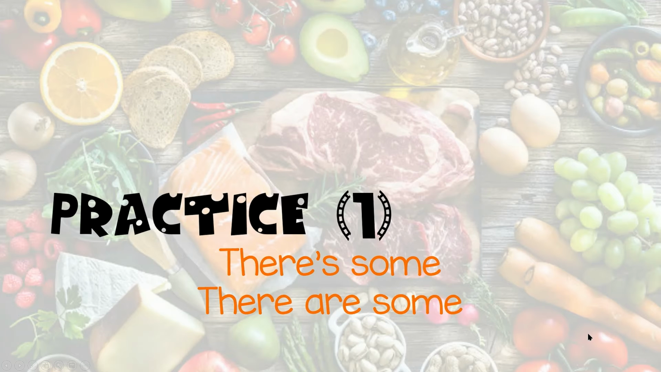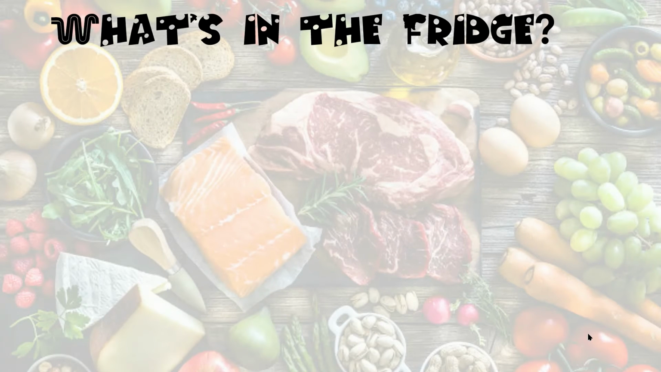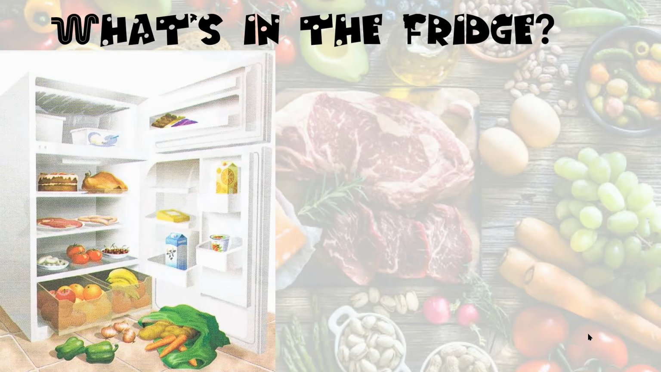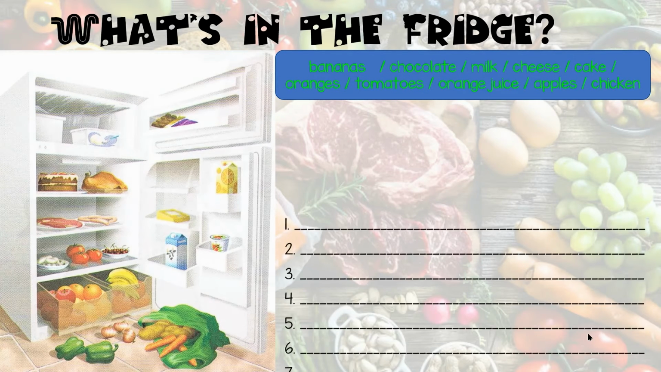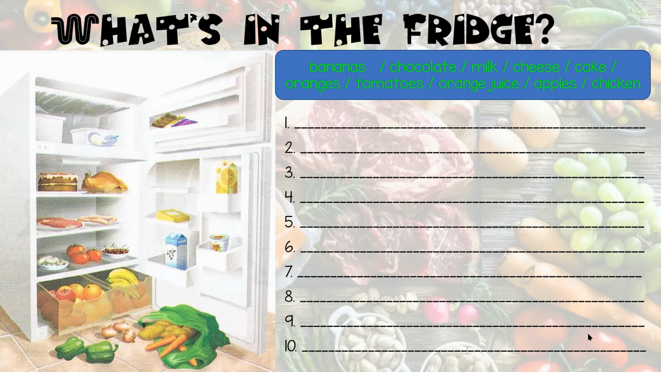Now let's practice some more. What's in the fridge? This is my fridge. Can you tell me what's in the fridge? Here are some words to help you. You will have to write out 10 sentences, one for each of these words. Remember to use there's some or there are some.